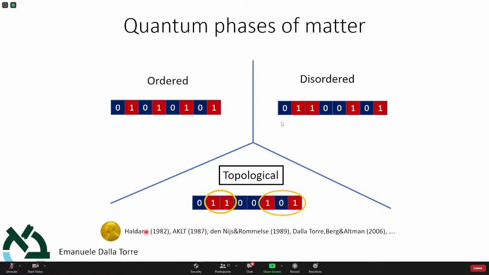Prize. Here I have a joke that I learned from one of my teachers: every time you give a presentation, there should be a Nobel Prize next to your name. So that's how I achieved that. So of course the Nobel Prize was related not to my work, but to the work of Haldane, and what he discovered was an example of topological phases in one dimension.